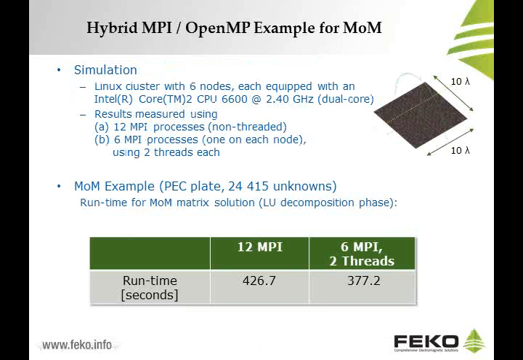Here again a very small, simple example, but it's already big enough to illustrate this effect. Method of moments, again about 25,000 unknowns. That's now not using higher order basis functions, also that's basically a brute force method. We use a cluster with 6 nodes, each node equipped with a dual core CPU, and we compare 2 different models of running that solution. The first one is using 12 MPI processes, and the second one is using 6 MPI processes, 1 on each of the nodes, and then each of them using 2 threads.